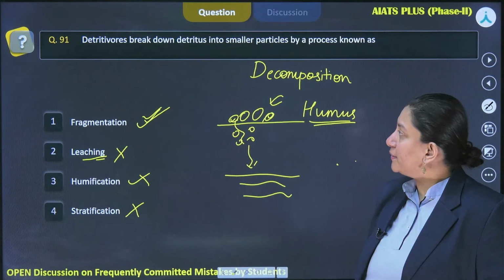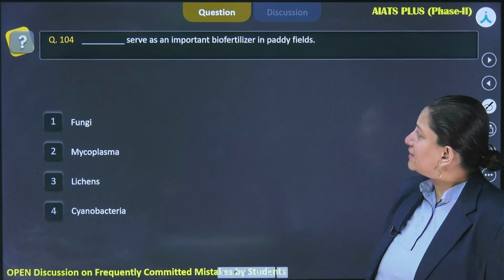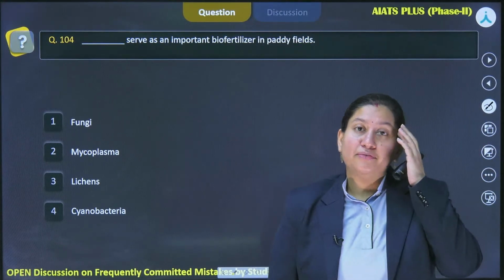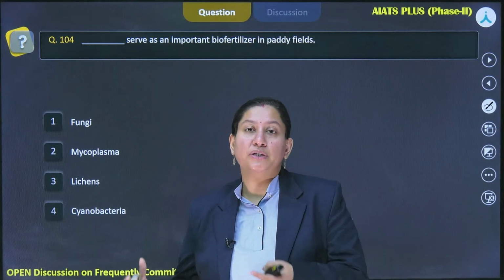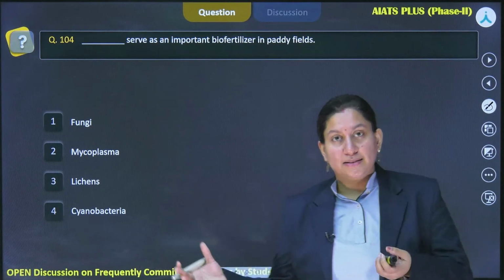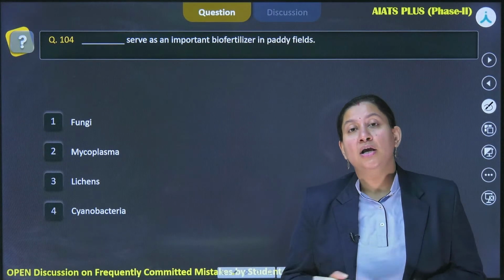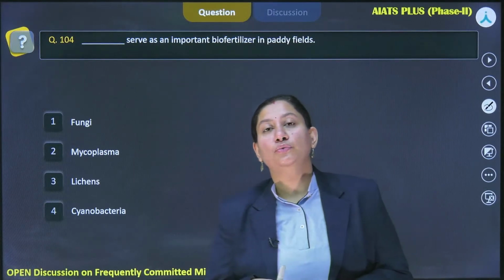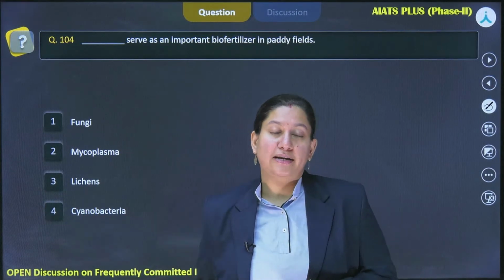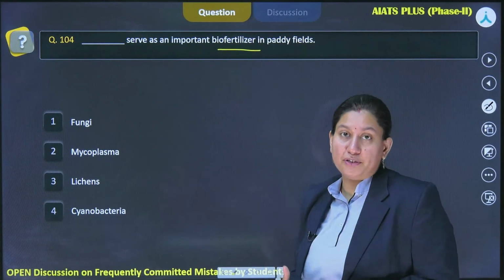Let's move ahead to another topic, another question. And that question is question number 104, which says that dash serves as an important biofertilizer in paddy fields, right? So when we talk about organic farming, it means we are going to utilize certain living organisms so that we reduce the dependence on chemical fertilizers, which basically get added into the plants and, by the process of biomagnification, increase at the level of higher trophic levels, right?